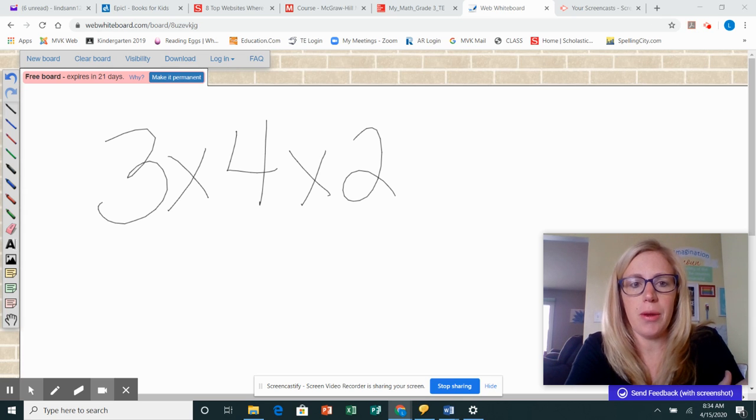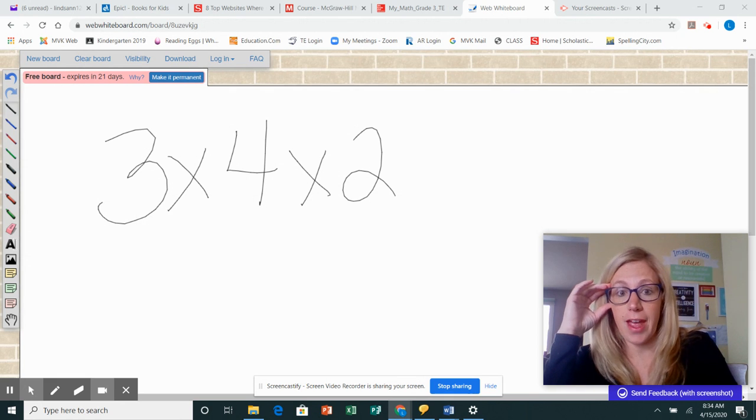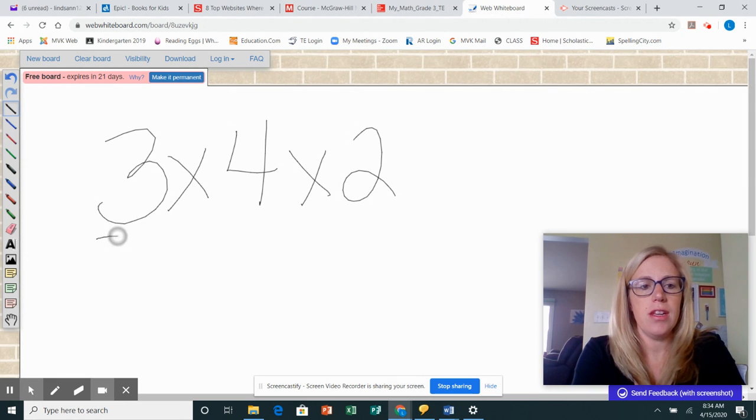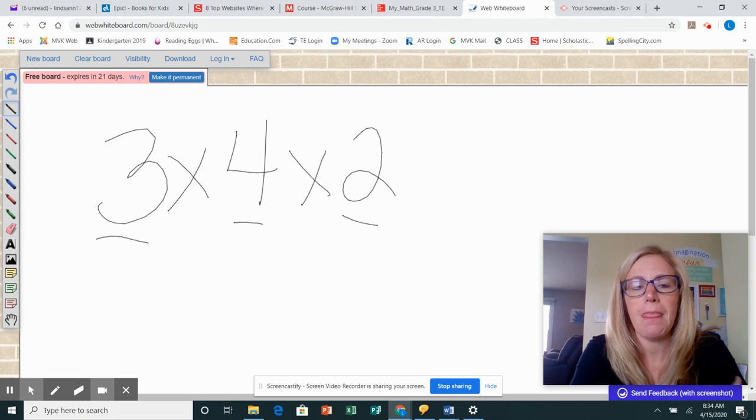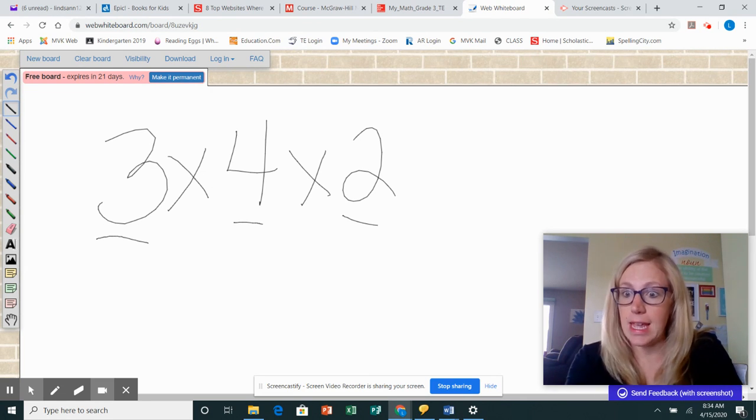So this week we are starting to multiply three factors. If you can see my screen here, I have three different factors that we're going to be multiplying. Now, you can choose how to group your factors and it does not change the product. So the product is the answer.